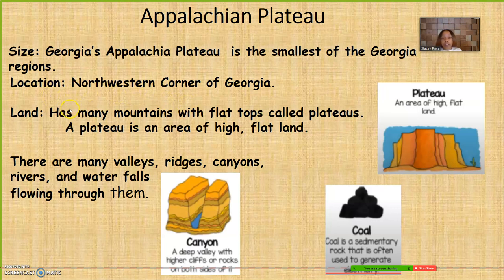Now as far as the land, it has many mountains with flat tops called plateaus. And a plateau is an area of high, flat land. Okay, so if you look at this picture right here, you can see the area of high flat land. So it's very tall and flat. There are also many valleys, ridges, canyons, rivers, and waterfalls flowing through them.